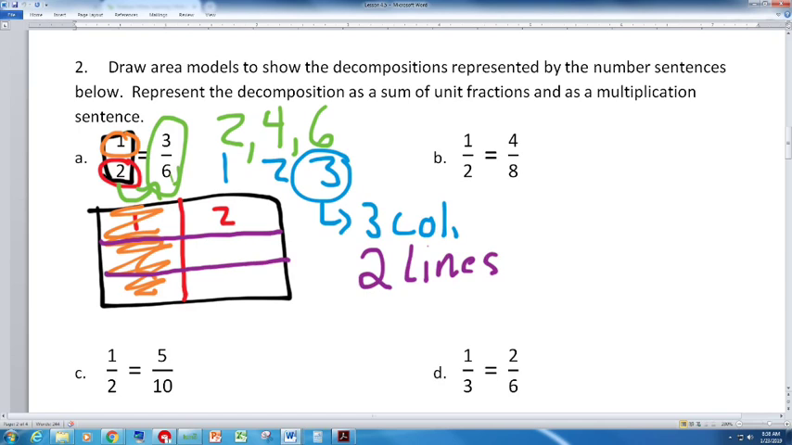Do I have 3 columns? Let's count 1, 2, 3. Yep, 3 columns. Now, how many total pieces do I have? 1, 2, 3, 4, 5, 6. That was my bottom number. And how many boxes do I have shaded in? I have a total of 1, 2, 3. And that's my top number. 3/6. That's all you had to do for these problems.